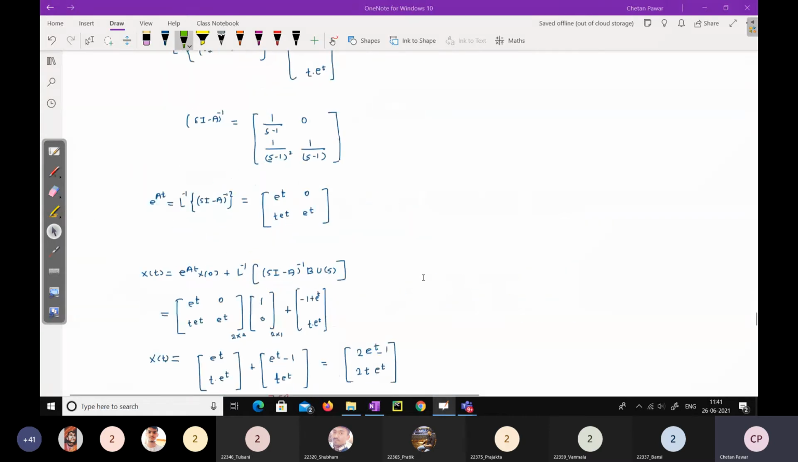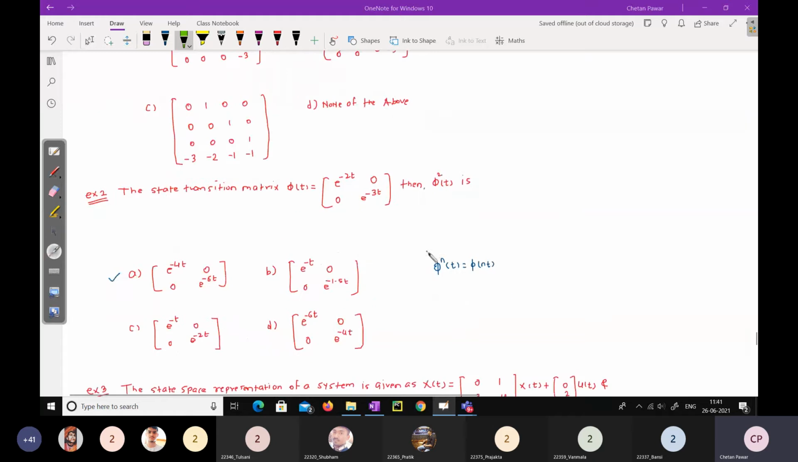So pi square of t will be pi of 2t, right? Pi raised to n of t will be pi of nt. Okay. So A will be the correct option. So pi of t is this, so pi of 2t will be this. So like this, on the properties of the state transition matrix, they will ask you a question like this.